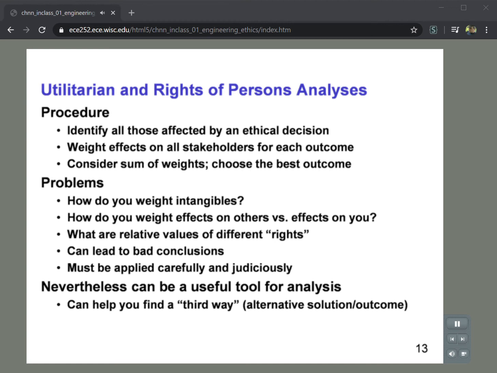We have to use it really carefully and judiciously just as a tool for analysis that might help you find potentially an alternative solution or outcome that is maybe one that you hadn't thought of up front, that might be some sort of compromise that ends up minimizing the negatives, maximizing the positives of that situation.